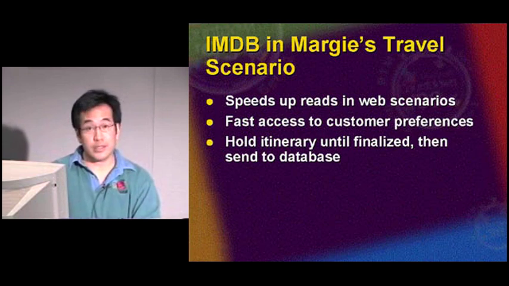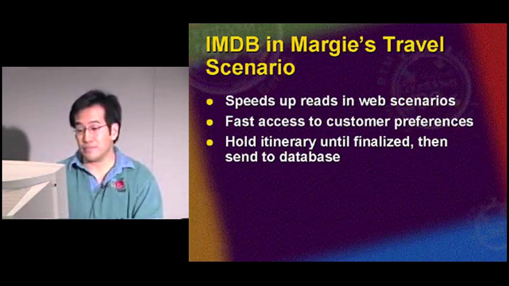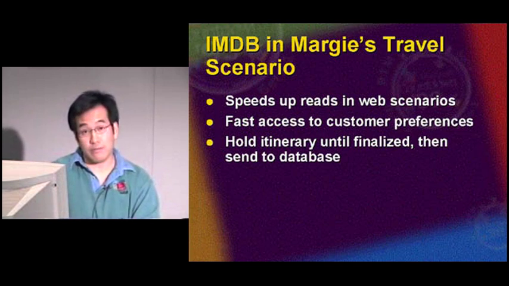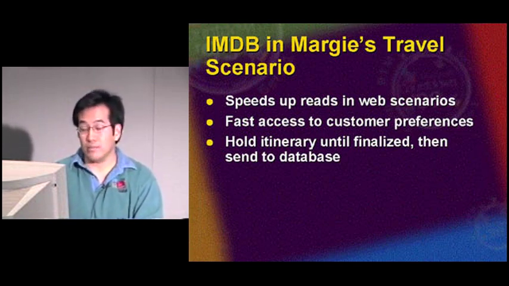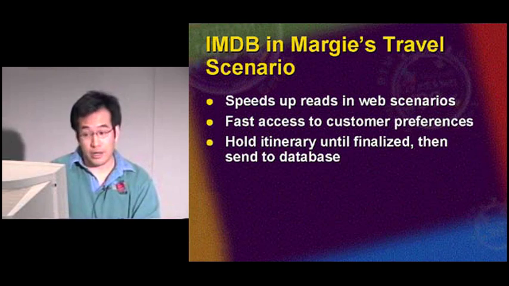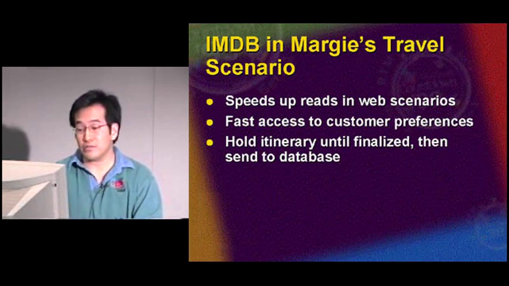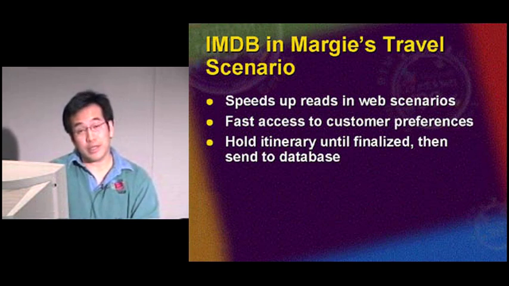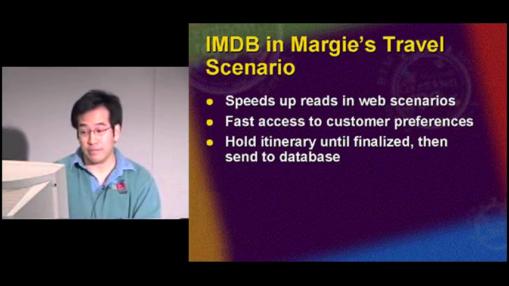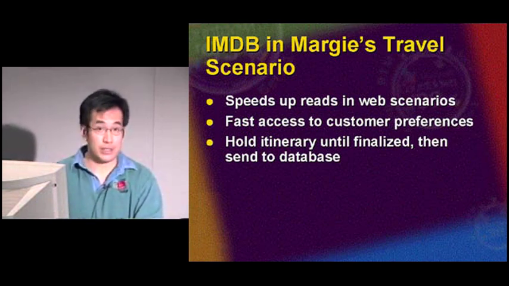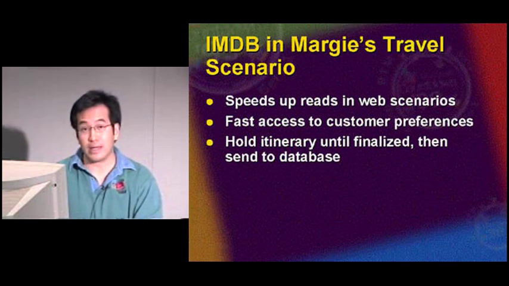Also, much like the state scenario that we just described, in the Margie's travel scenario, each customer or traveler will have intermediate information in the form of their travel plans. Until that is finalized, that intermediate information could be held in IMDb. When it is finalized, the component can take that as a very efficient single batch and send it to the database in question.